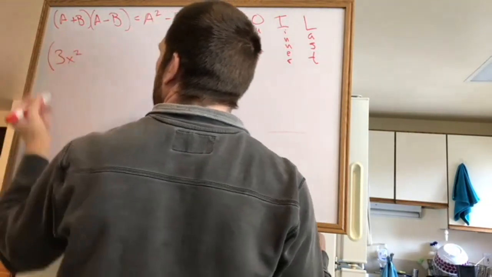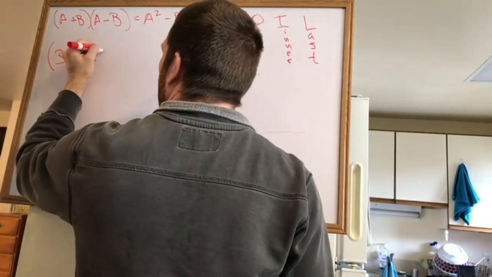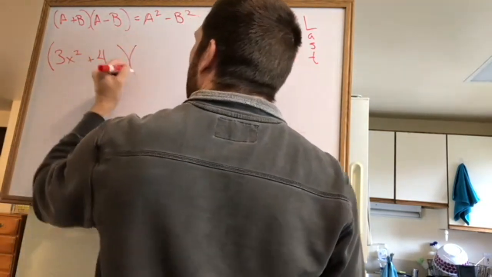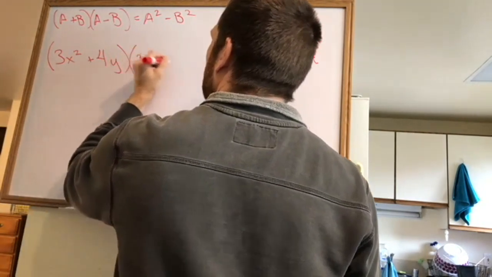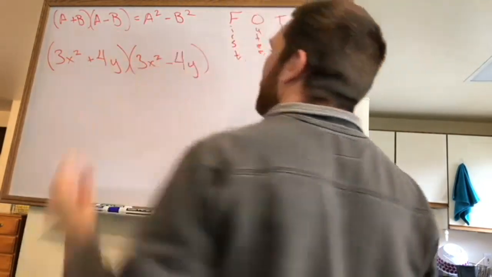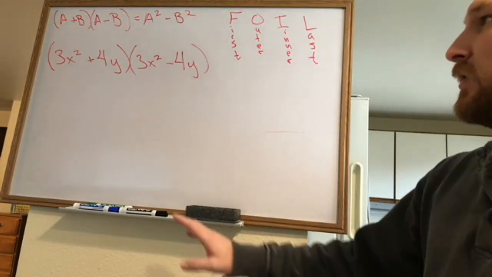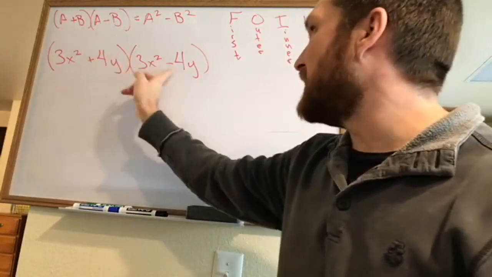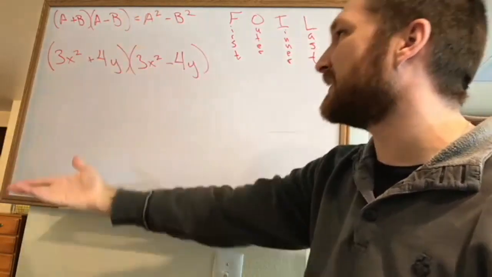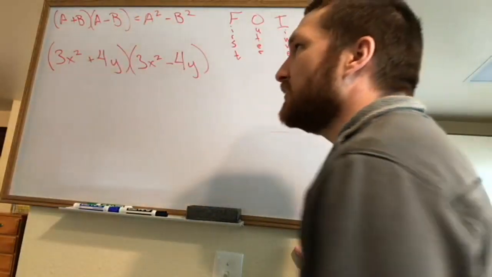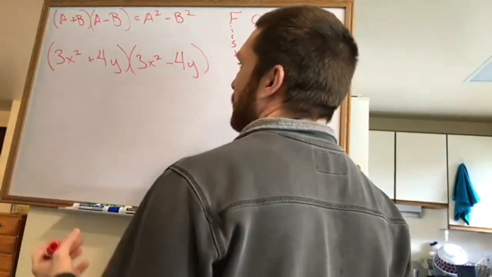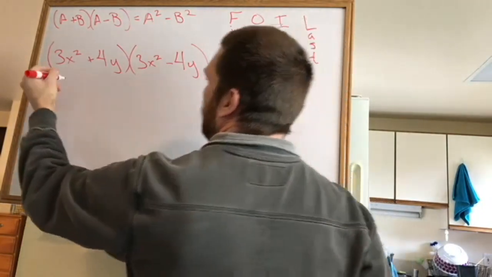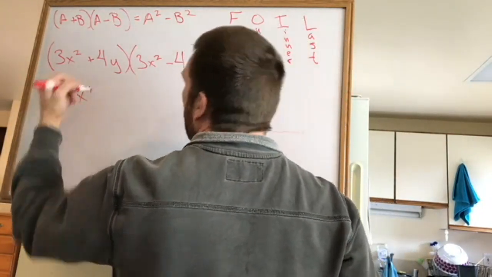If I have a 3x squared, how about plus 4y? Let's do a 4y. And then I look at this and go, I'm given this. First thing I notice is, hey, whoa, hold up. These are opposite signs. And so I should end up with something canceling out. But then I just go ahead and do it and say, okay, first, outer, inner, last. What's the first? 9x to the 4th. There you go.